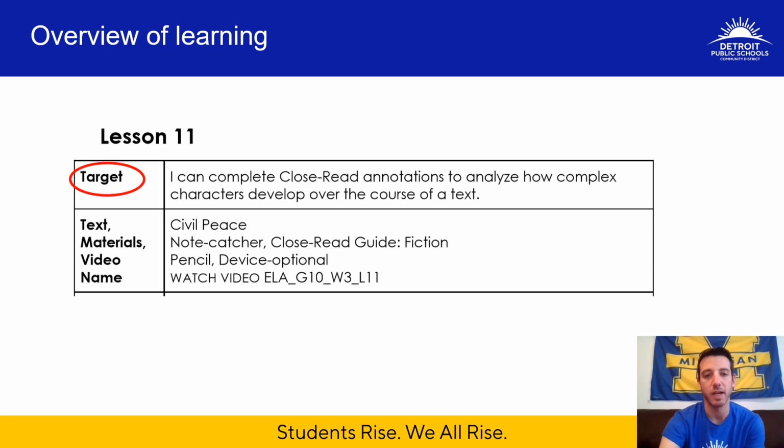Our learning target for today is I can complete close read annotations to analyze how complex characters develop over the course of a text. So we're going to be looking at really just Jonathan, our main character, to see how he developed over the course of the text, Civil Peace.